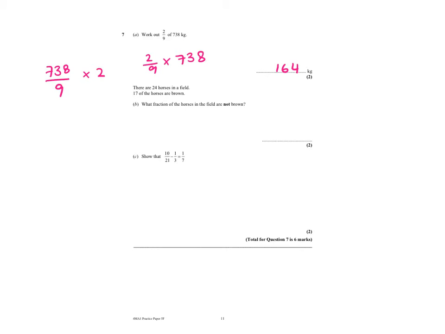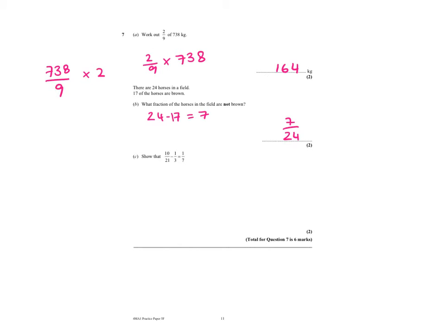So there are 24 horses in a field. 17 of the horses are brown. What fraction of the horses in the field are not brown? Well, 24 minus 17 is 7. So that's 7 out of 24, which are not brown.